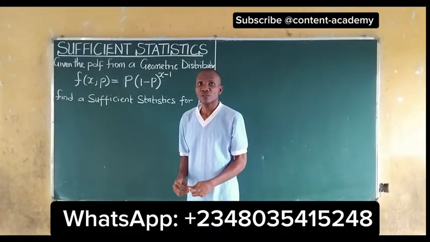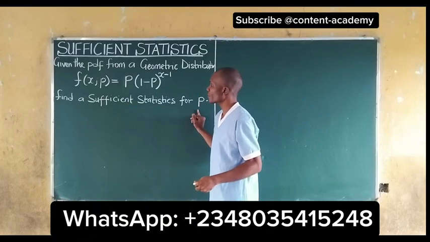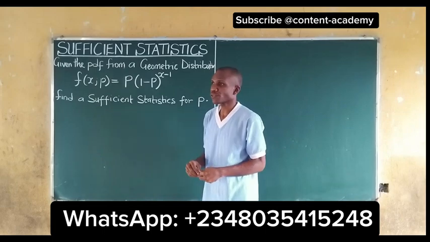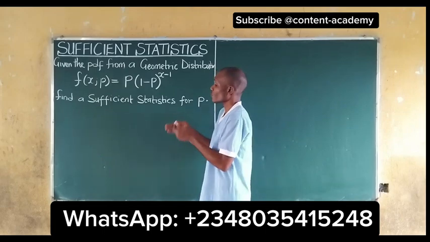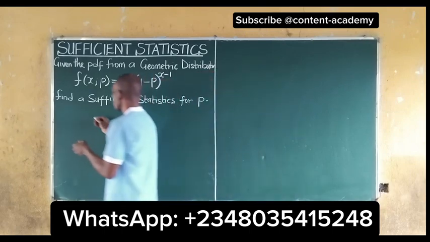In this video, we shall find a sufficient statistic for p, given the PDF from a geometric distribution. So we are asked to find the sufficient statistic for estimating p. Solution.